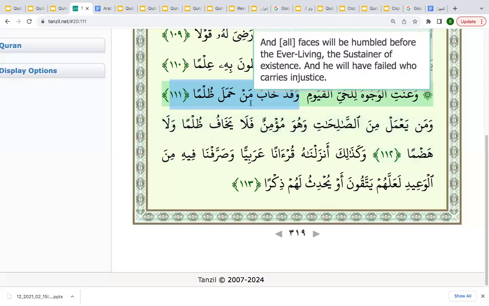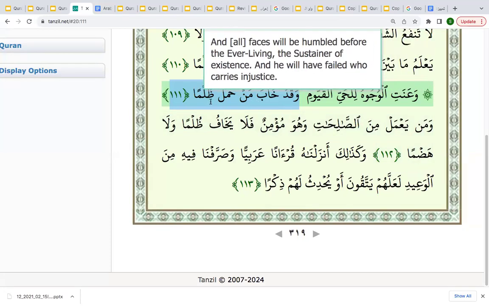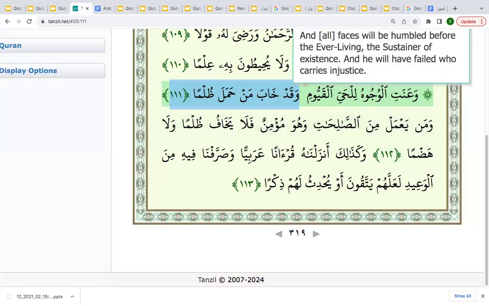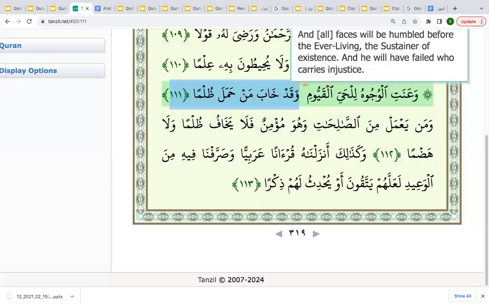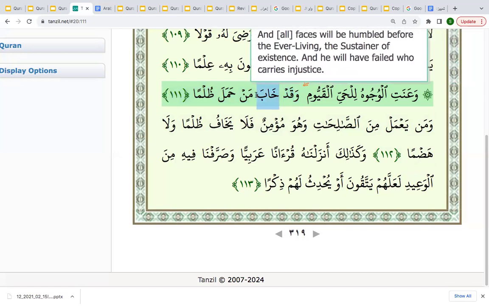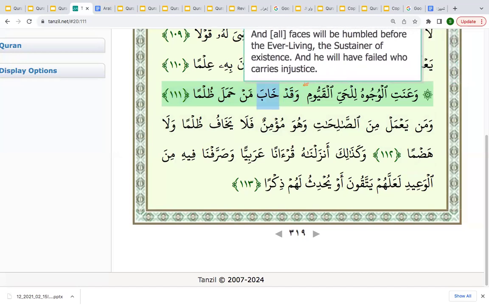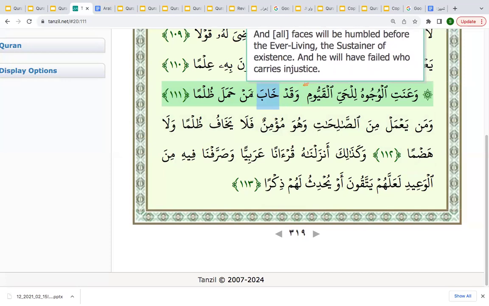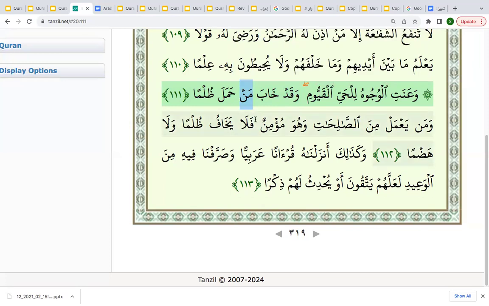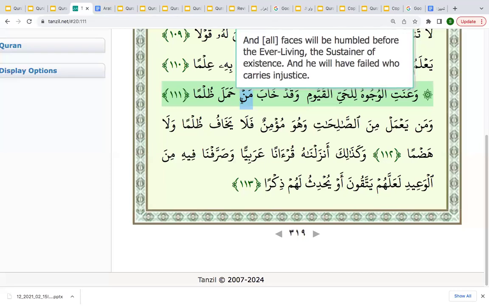وقد خاب من حمل ظلما. Now think about this and now connect. وقد واو حالية، قد حرف تحقيق والتوكيد، خاب جملة فعلية فعل ماض، والضمير مستتر هو, which has been cancelled by what? This man. What is the type of man?